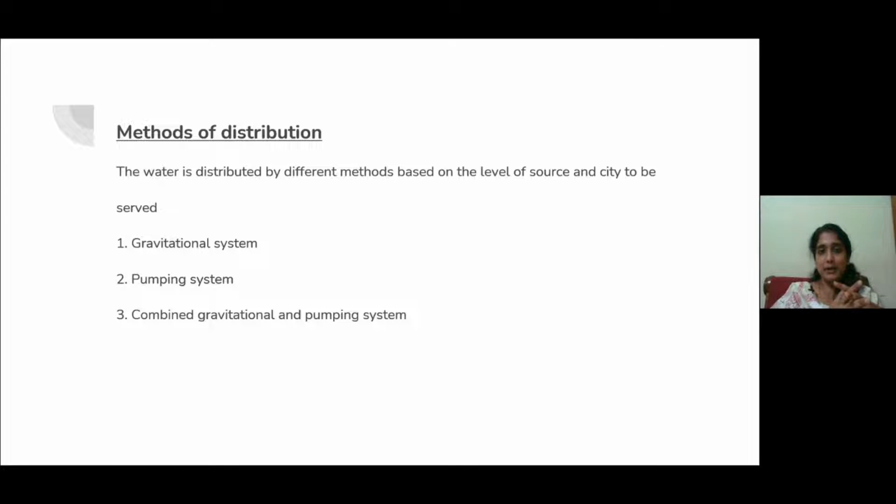Here we learned about the layout of a pipe network, that is, the distribution system. Four layouts we already learned. Now the methods of distribution of water to the public are what we are going to study. The first one is the gravitational system, the second one is the pumping system, and the third one is the combined gravitational and pumping system. Let's know one by one.